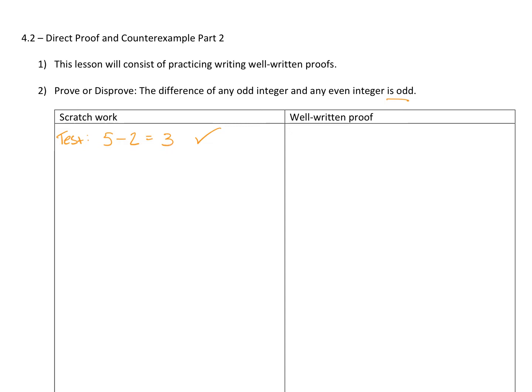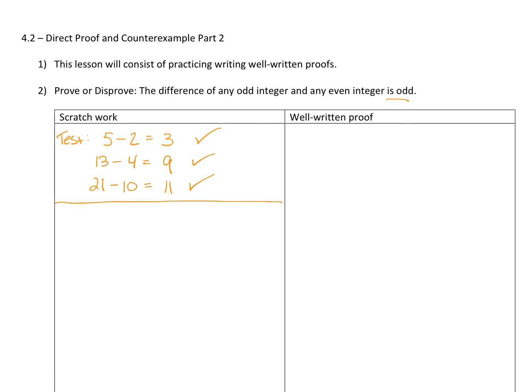Let's do a few more and just convince ourselves that this is worth trying to prove is true for all integers. So let's see, another odd minus an even would be 13 minus 4, which is 9, which is odd, so that satisfies it. One more. 21, odd, minus 10, an even, is 11, and that satisfies it too. Okay, so I am convinced that this is always going to be true. So now I have to go ahead and try and prove it.